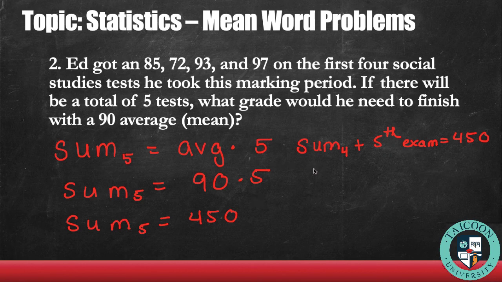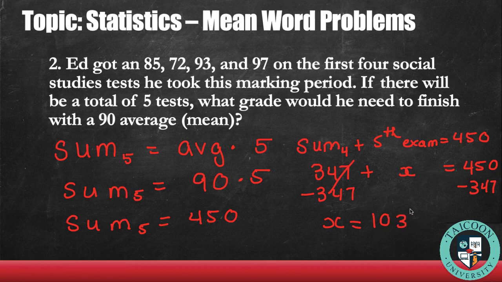After adding Ed's first 4 exams, we get 347 as the total sum for his first 4. Then we're going to add a variable, x, to represent the score that he will receive on his 5th exam. And of course, all 5 scores need to add up to 450. Now I'm going to go ahead and subtract 347 from both sides of this equation. This is going to allow us to identify what Ed must score on his 5th exam. Now I can see that Ed is going to need 103 on his 5th exam in order to get the average of a 90 on his final report card grade.